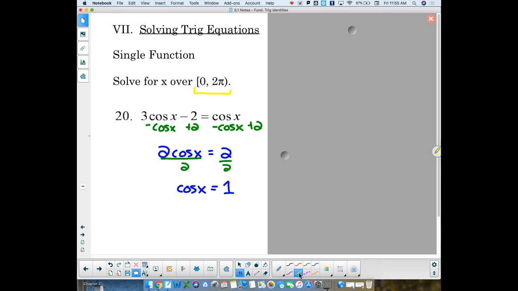Okay? So, on your unit circle, or on a unit circle that's around the room, where is cosine equal to 1? Cosine is x's, correct? Okay, so where's my x value on the unit circle equal to 1? And the only spot that that happens is at 0.